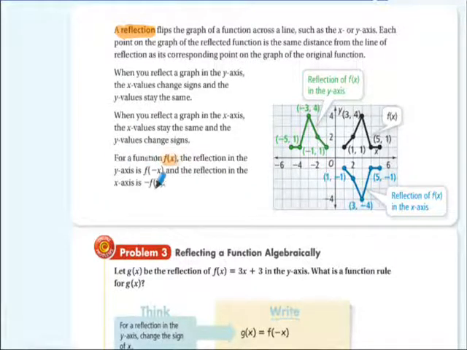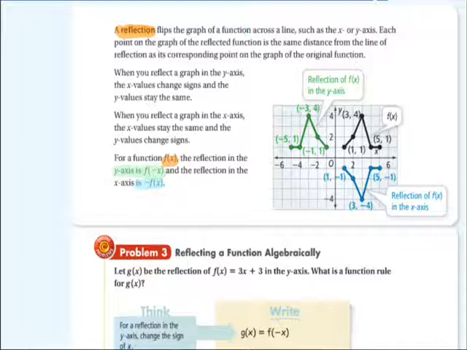For each function f of x, for a reflection in the y-axis, we make the x negative, okay? We make the input negative. To reflect it in the x-axis, we make the whole thing negative. So there's a slight difference there. If you look at the pictures here, that should make sense. We reflected this in the y-axis, so it's still up 1, so the y is the same. It's the x that becomes negative. If you look down here, it went down 1. Still, the x is the same, but the y is negative, so we go down 1.